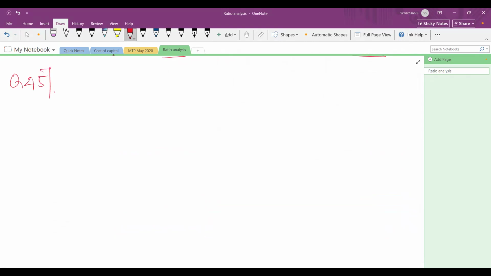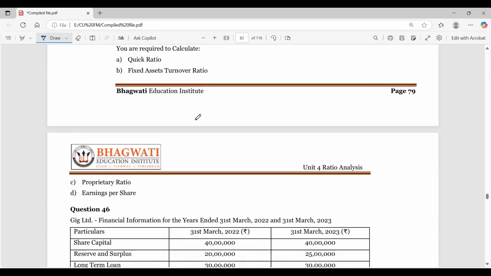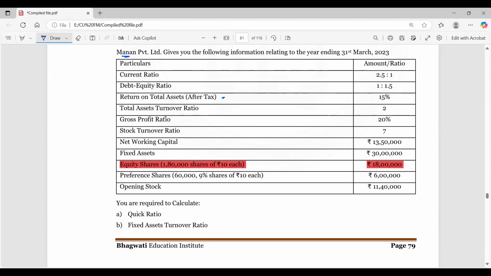Question number 45. Listen. So current ratio given, debt equity ratio given, return on total asset after tax means which formula we have to use? PAT plus interest by total asset. Total asset turnover is given, gross profit, stock turnover. Listen, in this question also, net working capital is given and current ratio is given.